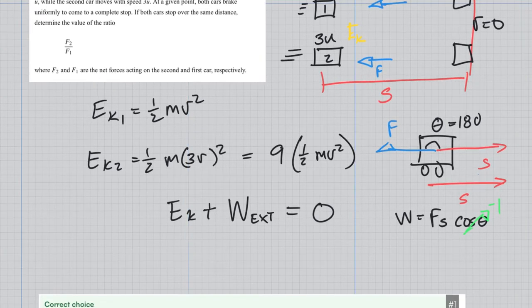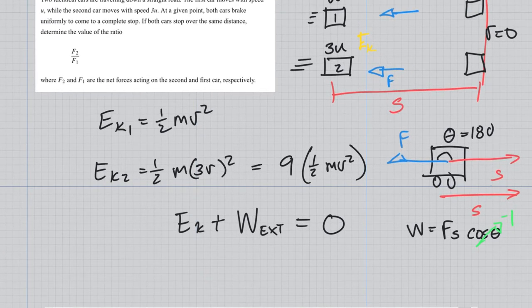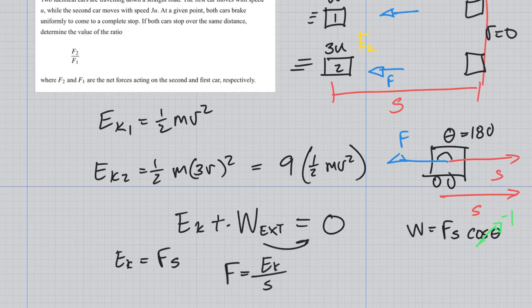So if we set this up, what we have is our kinetic energy is going to equal force times displacement. We put a negative there, we add it over. So our energy is going to equal our work, which is force times displacement. And our force is going to equal our energy divided by our displacement for each scenario.